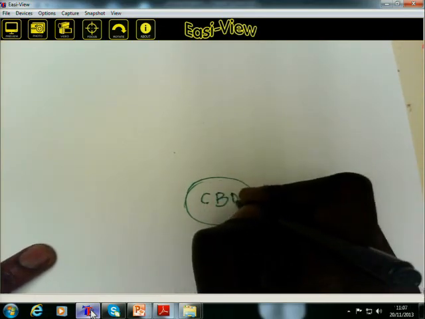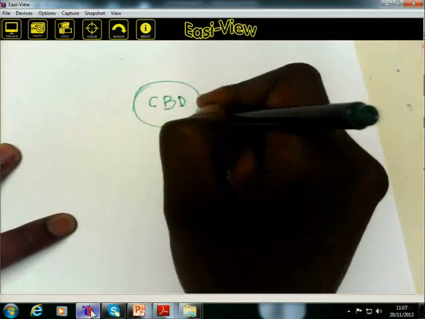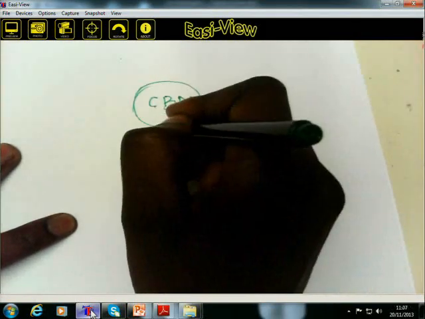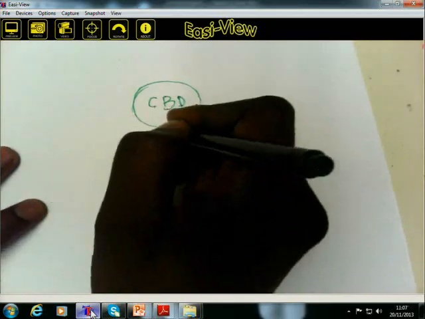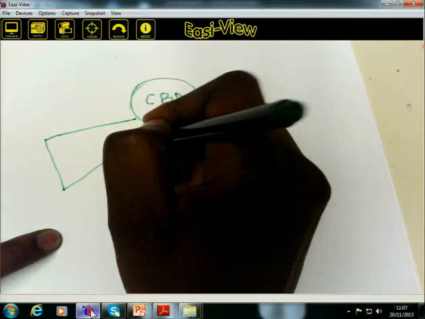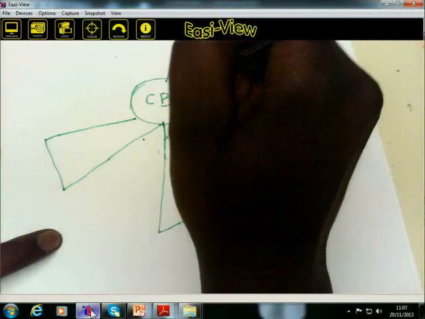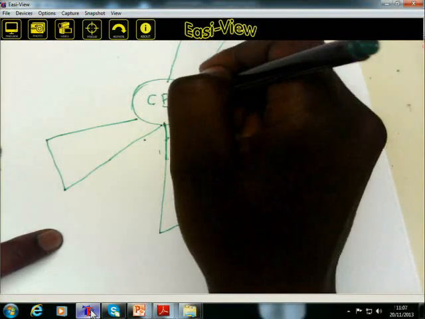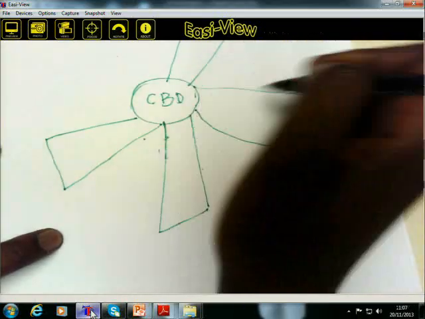The CBD is always the core. And what did they say to us? They say everything radiates from the CBD. You see, I have different sectors now. I have sectors radiating from the CBD. Then I have my sector model.